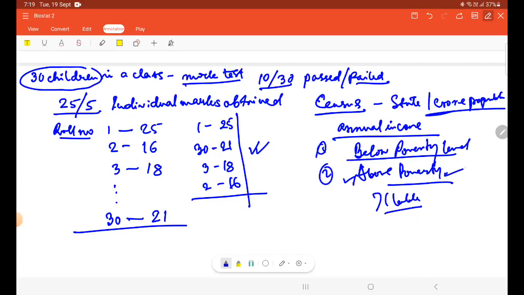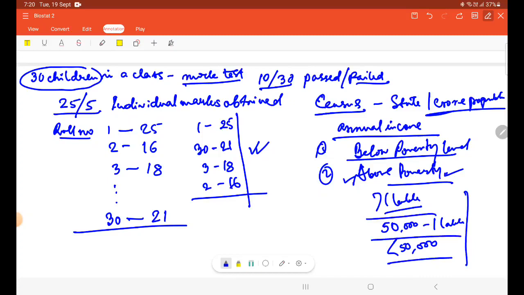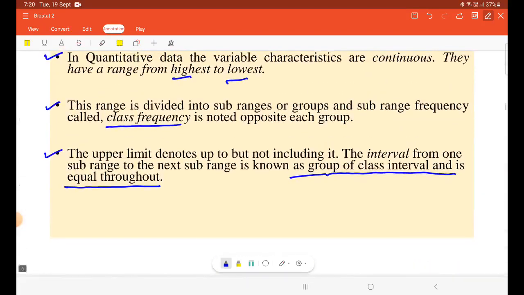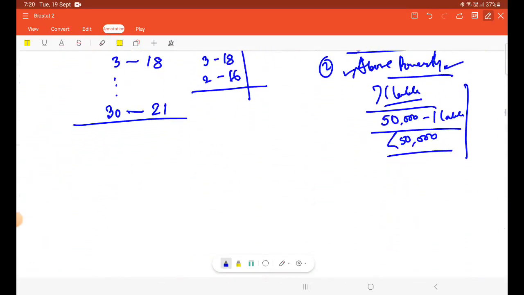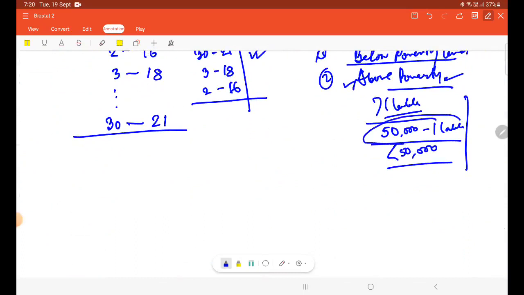Now the sub frequency level. Say among the above poverty level you want to categorize more than 1 lakh income, then 50,000 to 1 lakh per month salary, then less than 50,000 per month salary. So among the above poverty population we have categorized into a sub frequency table. You can also categorize them into intervals. Say this is an interval.